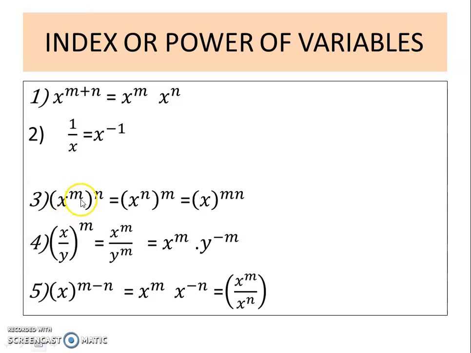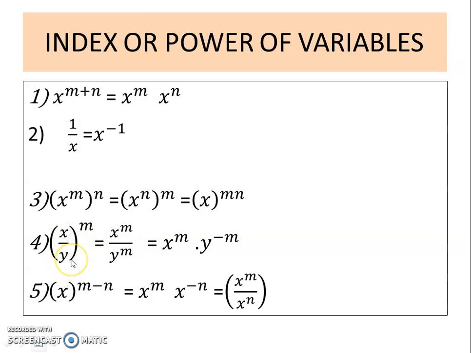Third one, x raised to m, bracket raised to n. We can split up this term in the form of x raised to n, bracket raised to m, or x raised to mn also. It means the variable has two different indices. Then the first index and the second index are included in a bracket and multiplied with the first index, or both indices must be multiplied.